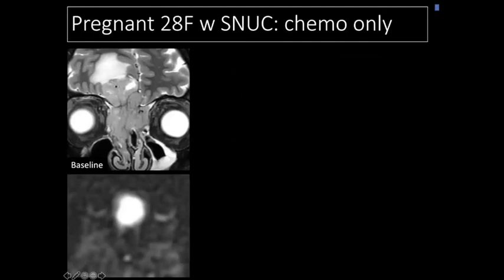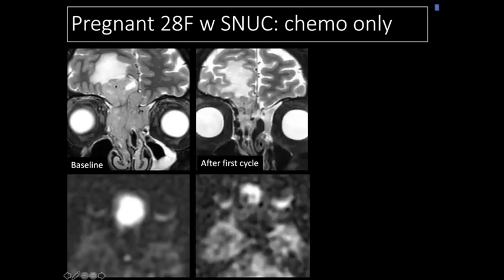Here was a young woman, 28 years old, with a sinonasal undifferentiated carcinoma, and she's pregnant. She gets treated with chemotherapy only. Here's our baseline imaging, this large lesion of the sinonasal cavity extending into the orbit, extending into the anterior cranial fossa, invading brain and resulting in brain edema, markedly hyperperfused on ASL. After the first cycle of chemo, things are looking a lot better. The tumor mass is much smaller. She still has a lot of brain edema. The ASL is still abnormal, but she's looking a lot better.